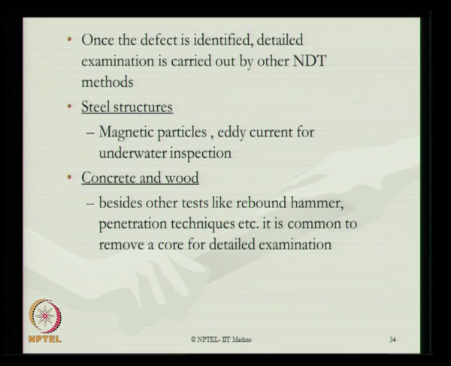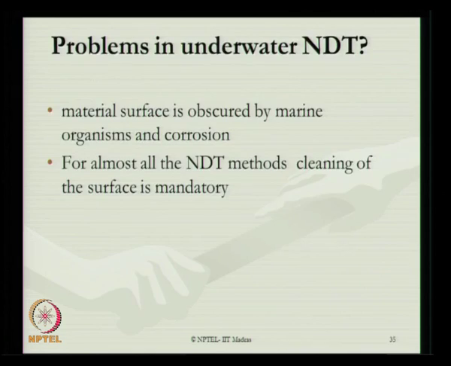Once the defects are identified by visual inspection technique, then detailed examination should be carried out by NDT methods. For example, in case of steel structures, one can use magnetic particles and eddy currents for underwater inspection and detection. For concrete and wooden structures, besides other tests like rebound hammer, penetration techniques etc., it is also common to remove a core for detailed examination. Then the core is examined for chloride diffusion etc., to ascertain the in situ strength of concrete members underwater.